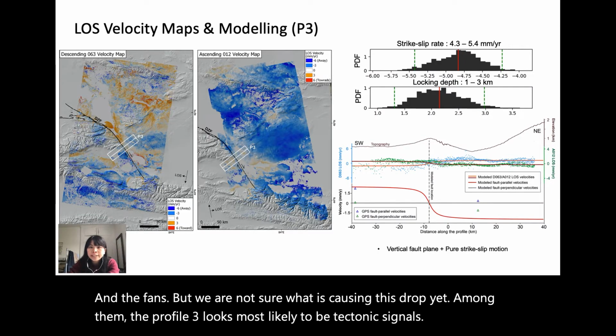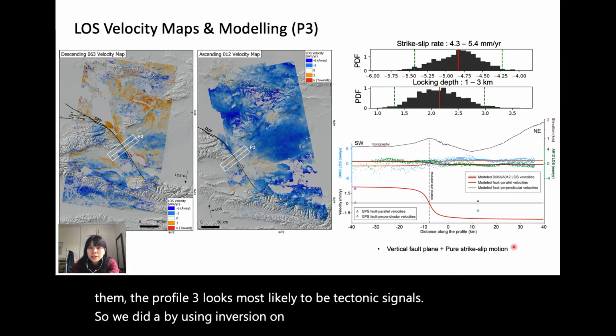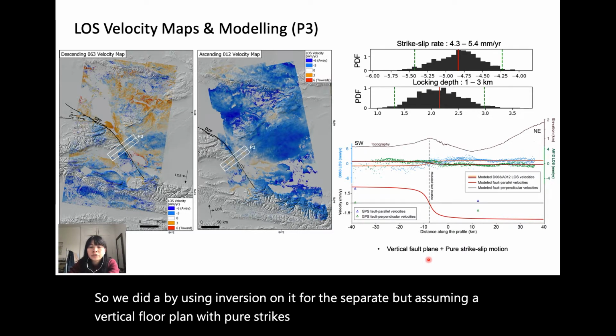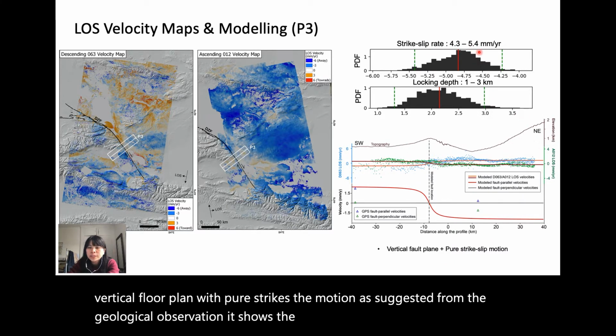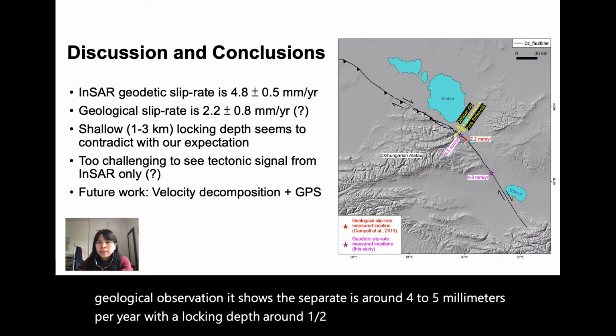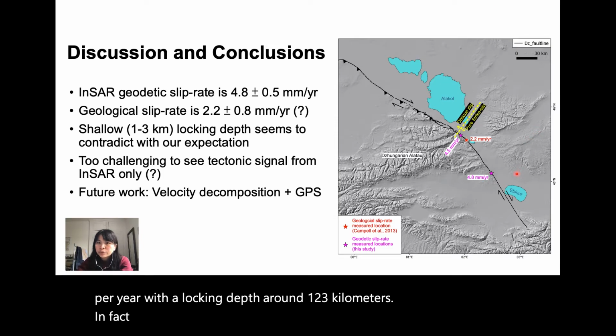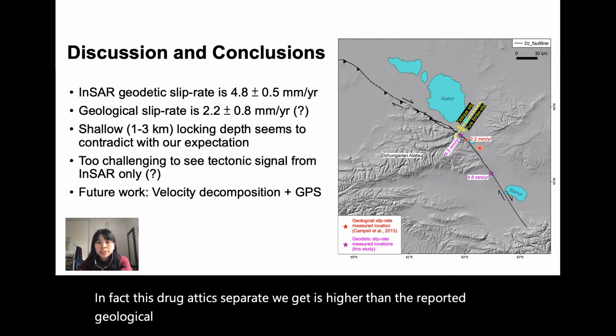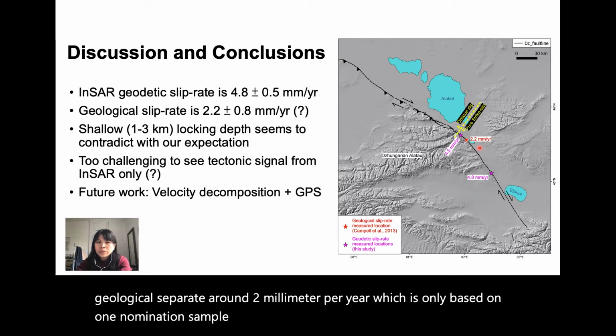So we did a Bayesian inversion on it for the slip rate by assuming a vertical fault plane with pure strike-slip motion as suggested from the geological observation. It shows the slip rate is around 4 to 5 mm per year with a locking depth around 1 to 3 kilometers. In fact, this geodetic slip rate we get is higher than the reported geological slip rate of around 2 mm per year, which is only based on 1 luminescence sample age actually. So, it is possible that the geodetic slip rate is closer to the current fault motion.